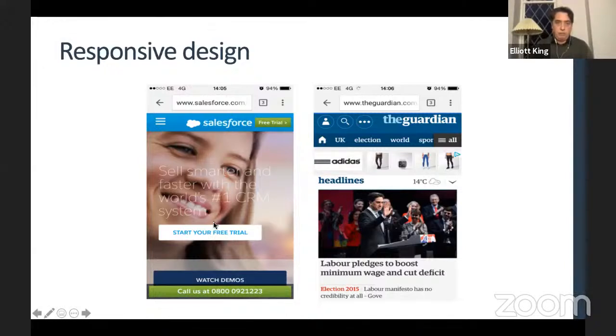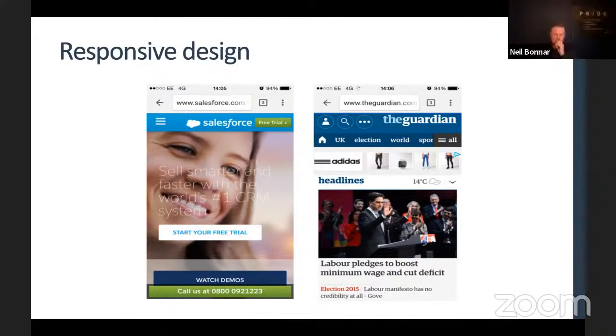This Salesforce website just has the key headline and the key calls to action. You can phone them up, you can watch demos, or you can start a free trial. Those will be the three primary actions that Salesforce want us to take. And if you read the Guardian newspaper website on your laptop device or your PC, you will get wider information. You'll get columns down the side with supplementary information. If you're looking at the mobile device, it will simply reorganize that page so that just the primary headline will be at the top.